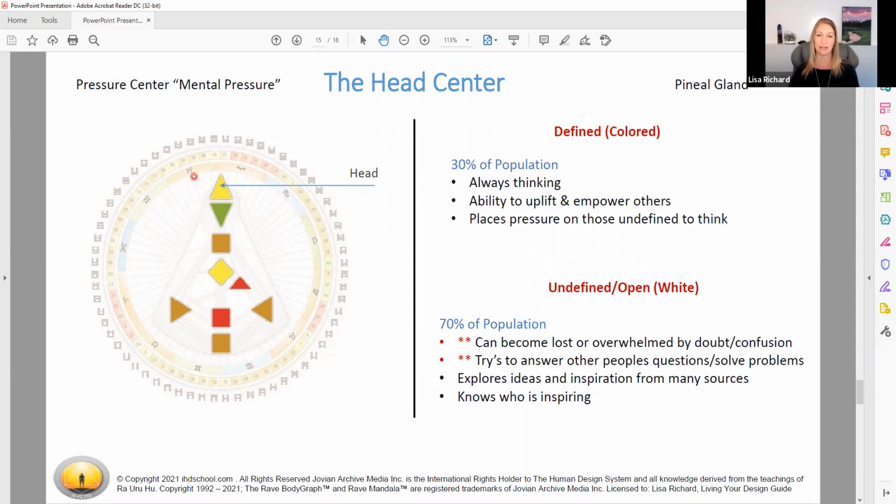So for 70% of us, when you are taking in all that mental pressure, you can become really confused by all of this information. And information is coming from everywhere. We have social media, we have the news, we have emails, we have all of these sources where we're just bombarded by that amount of information. So your head center can become so overwhelmed, so lost, so confused by all of that stuff going on. So again, important to recognize you're a sponge. How to squeeze it out, how to let go what's not relevant to you, what doesn't matter to you.